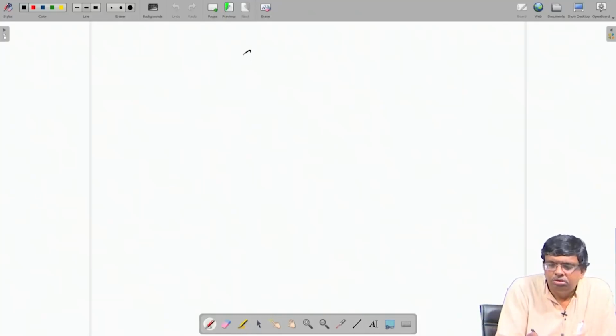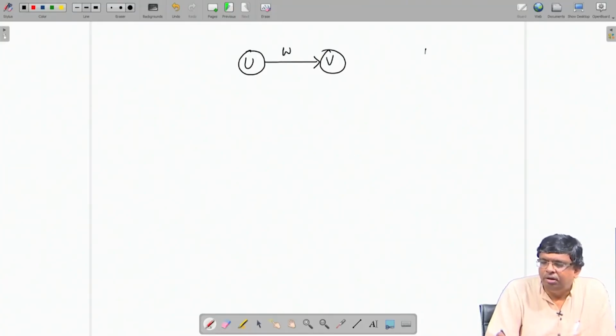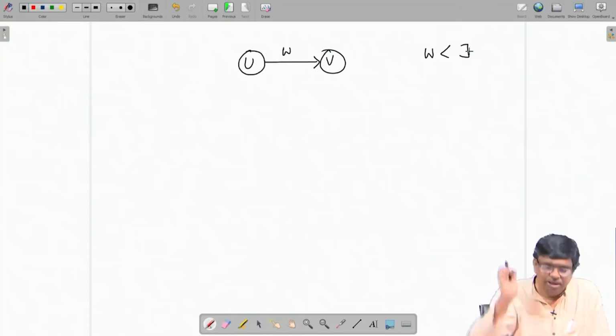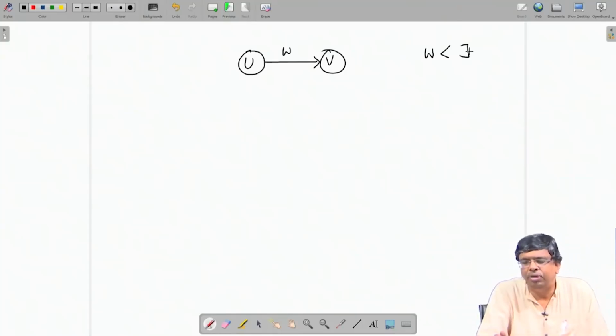suppose I have got U, V and there is a w delay, and w is w number of input cycles, okay, and w is less than the unfolding factor J. Okay. J is an unfolding factor and w is not very high, it is less than J.